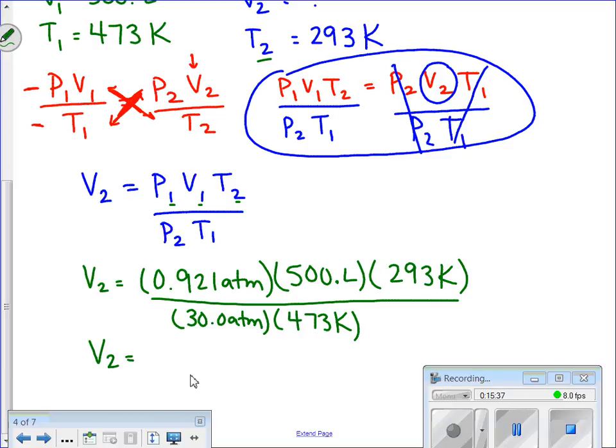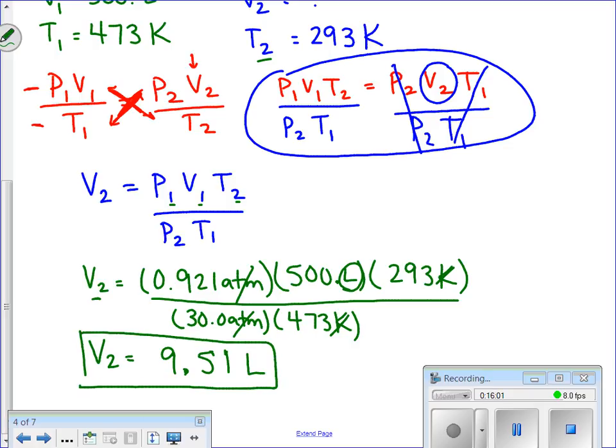Okay, so if you do the math on this one first, your atm will cancel, your Kelvin will cancel, and you're just left with liters, and that's what you want because you're dealing with a volume. So if you solve correctly, and we're going to 3 sig figs, our new volume is going to be 9.51 liters. Okay? And there's V2.